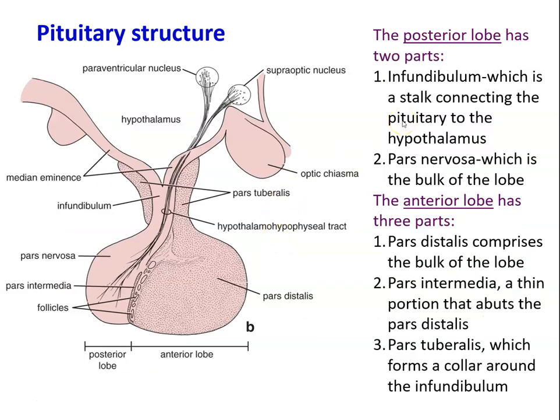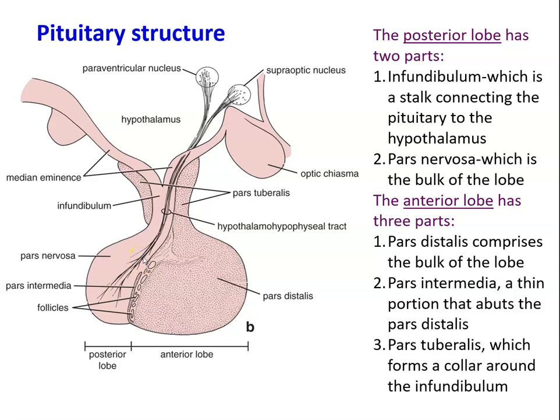Let's start with the posterior lobe. It has two portions. First of all, the stalk that comes from and connects to the hypothalamus is called the infundibulum, and that is shown right here, coming down from this median eminence of the hypothalamus. And the main part of the posterior lobe, which is called the pars nervosa.